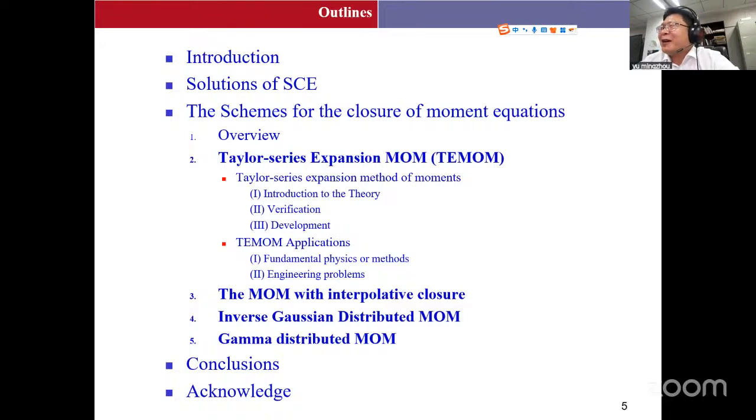So, the method of moment with interpolative closure originally proposed by Professor Frank Lanke in 1987. Building on his work, we have further developed an improved model. The inverse Gaussian distributed method of moment and the gamma distributed method of moment, both developed by our research group. And I and my colleague, Professor Singh, in my university, we together did this work.